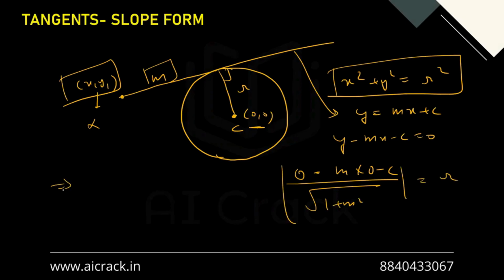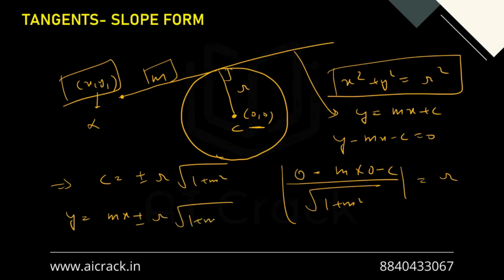Now this would give me c equals plus minus r times under root 1 plus m square. Okay, the plus minus is because of the modulus, because when we are opening it, we are going to open it with two signs. So c equals plus minus r times under root 1 plus m square. So this gives us the equation y equals mx plus minus r times under root 1 plus m square.